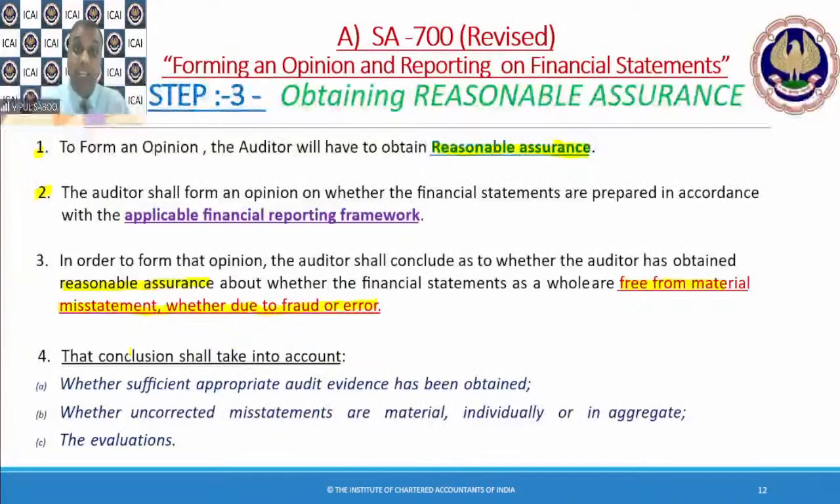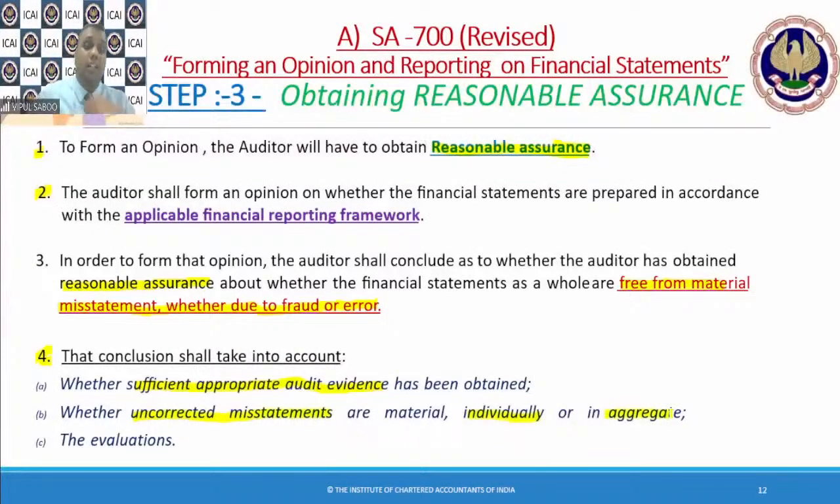So what would he take into account while concluding this? He'll have to recollect whether sufficient and appropriate audit evidence has been obtained: sufficient quantity, appropriate quality, relevant audit evidence. So what are the uncorrected misstatements that are material individually or in aggregate? We did this in chapter 2.